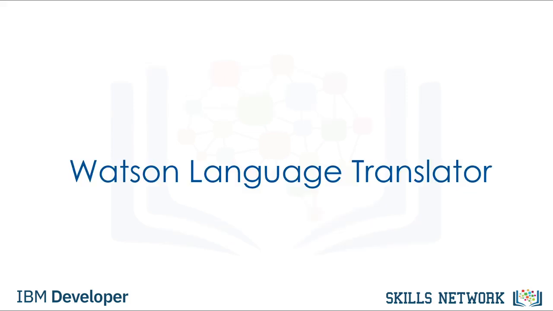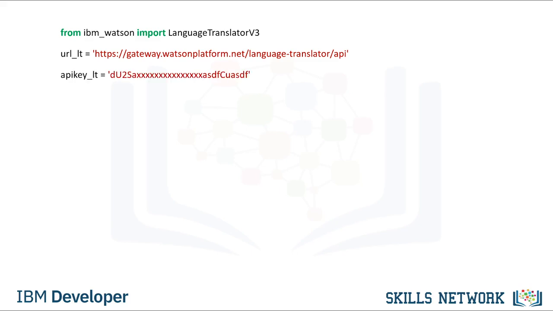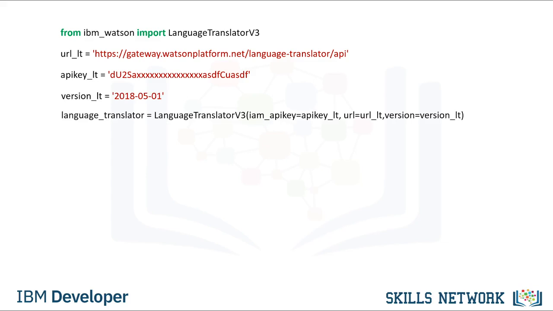Now let's see how to translate the text using the Watson Language Translator. First, we import Language Translator v3 from IBM_Watson. We assign the service endpoint to the variable URL_LT. You can obtain the service in the lab instructions. You require an API key. See the lab instructions on how to obtain the API key. This API request requires the date of the version. See the documentation. We create a language translator object, language_translator.